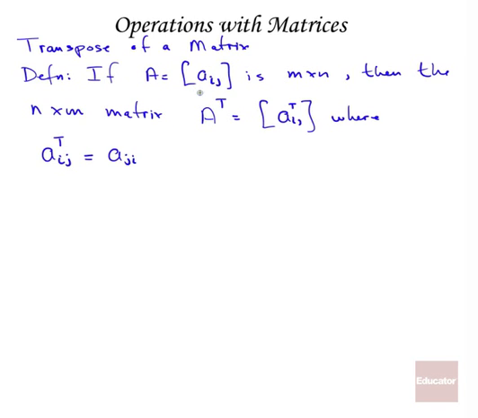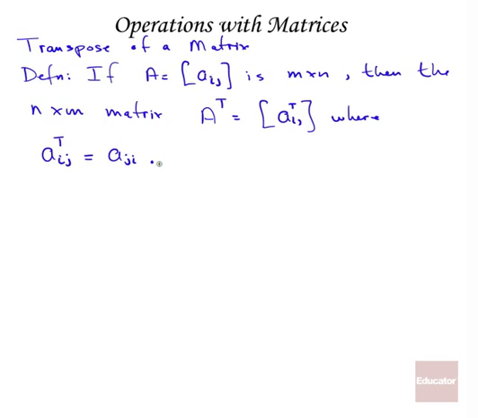So if A is an m by n matrix, then the n by m matrix A transpose is the matrix where the A sub ij entry is equal to A sub ji, where the indices have been reversed. This is called the transpose of A. In other words, we're just exchanging rows for columns. So the first row of A becomes the first column of A transpose. The third row of A becomes the third column of A transpose. And that's the best way to think about it.